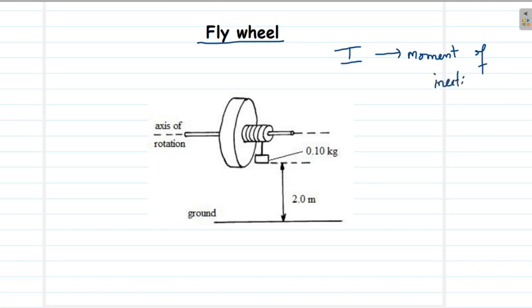So a flywheel is a device as indicated in this figure. It consists of a heavy wheel which is joined together with an axis about which this flywheel can rotate. Due to the symmetry of the system, the center of gravity of the system will be along this axis itself.